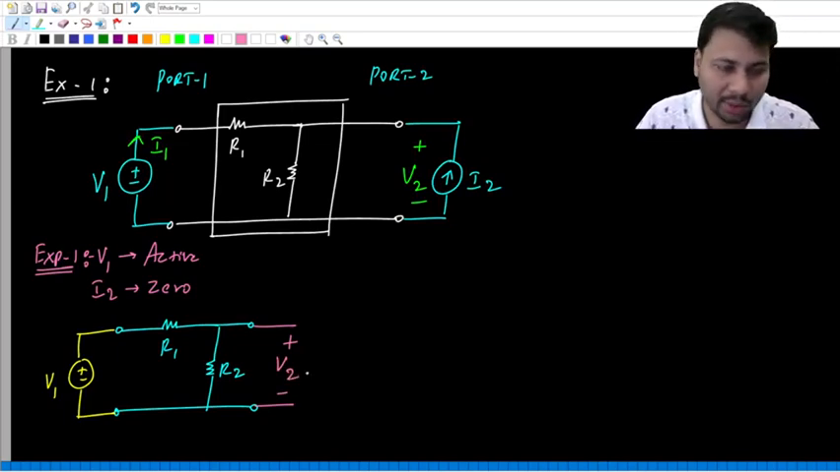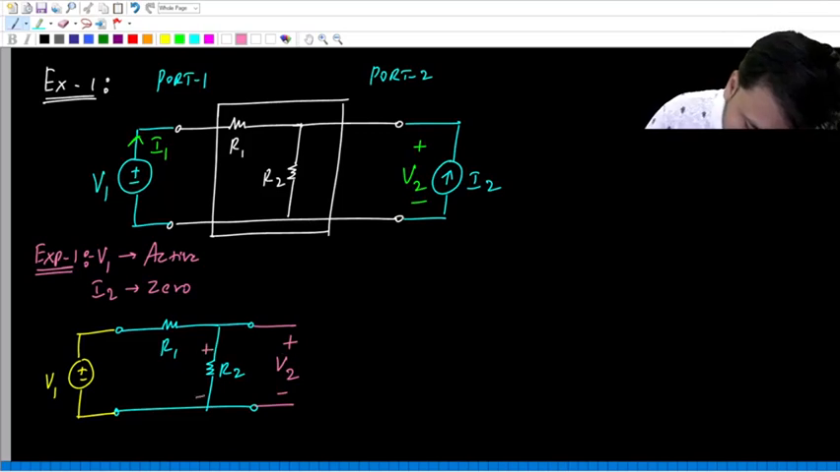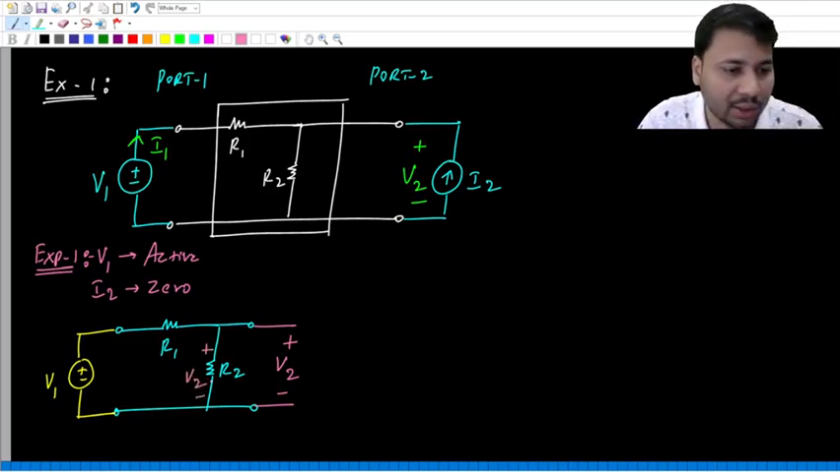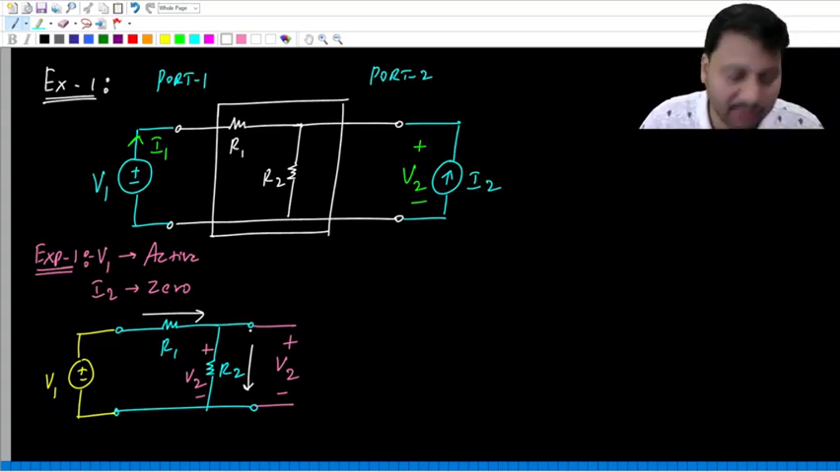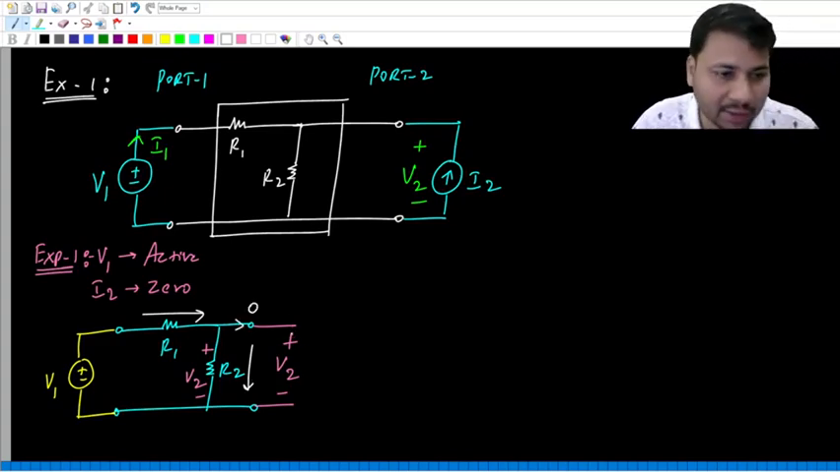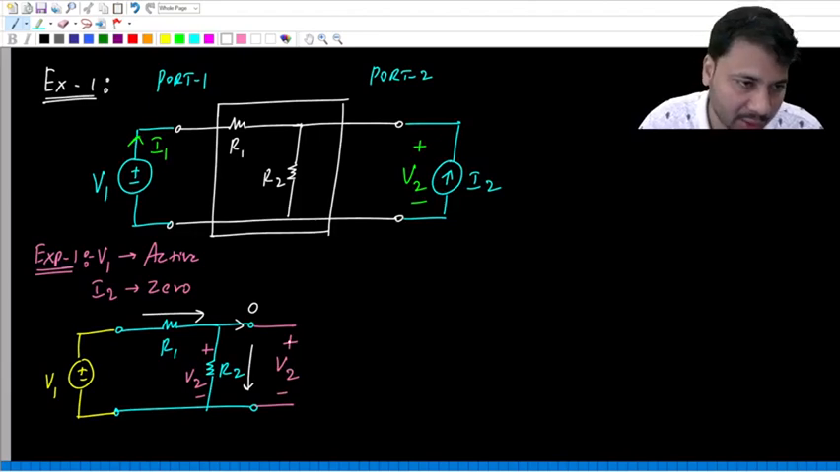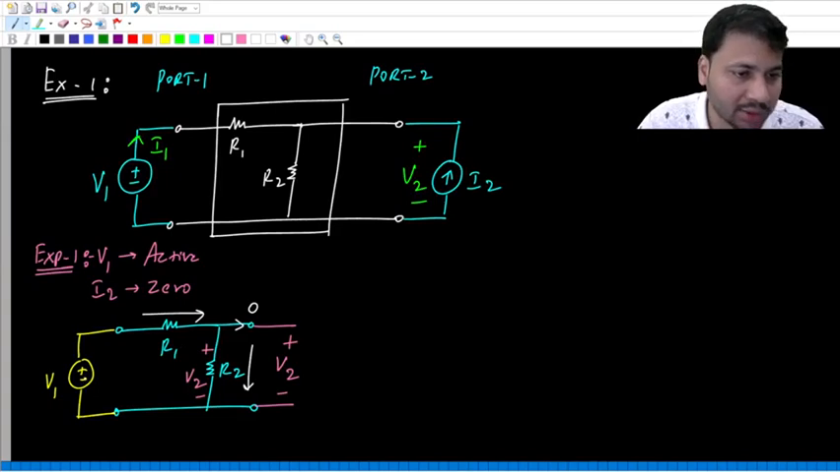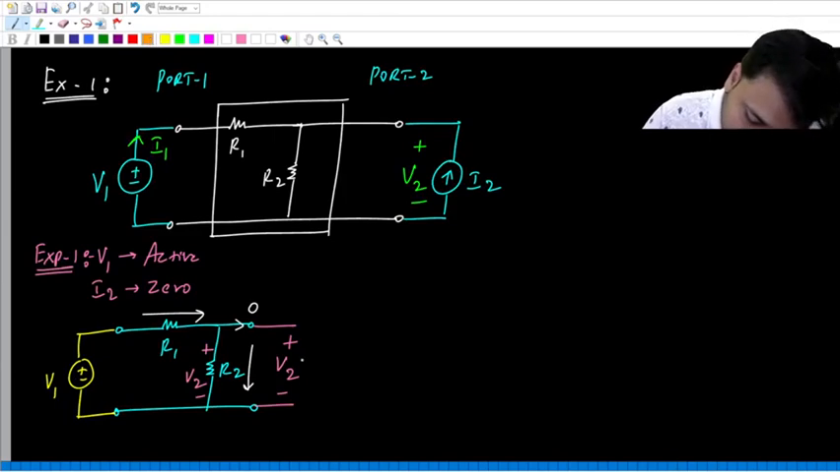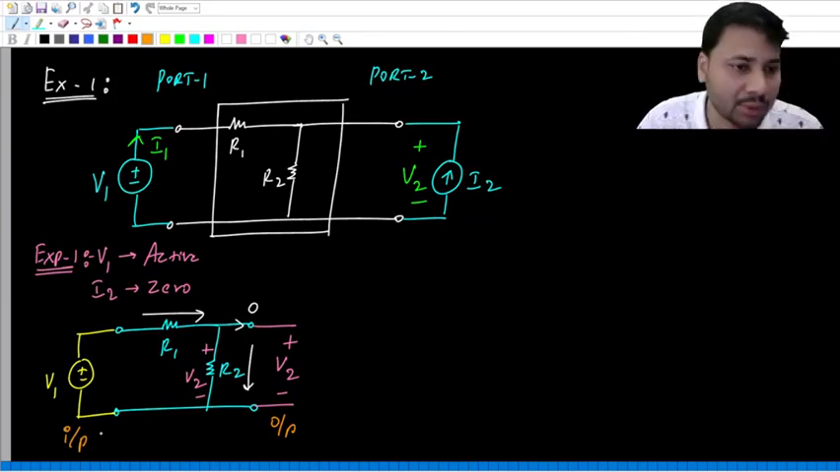Now this V2, is it not the drop across R2? Also R1 and R2 will be in series because the current in this branch is 0, since this is an open circuit. So R1 and R2 are in series across the voltage source, so voltage division will take place. And the other point is that this V2 will act as the output, and V1 will act as the input.